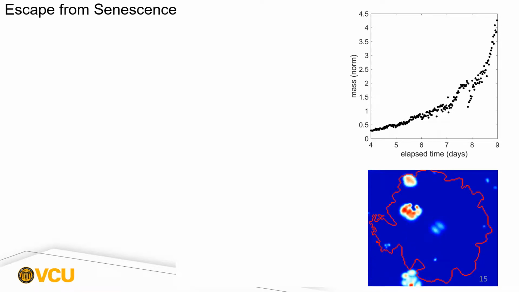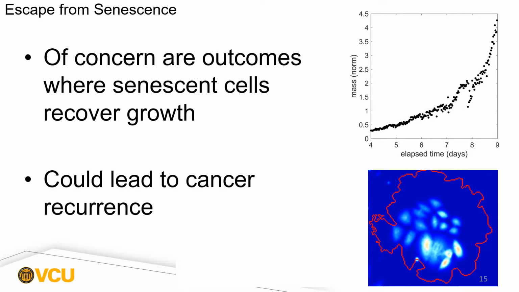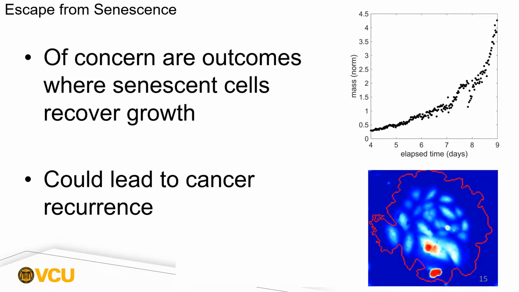You can see here we have an example where large cells begin dividing, and then eventually through generations, they begin to shrink and take on the characteristics of control cells. This recovery from senescence could actually lead to cancer recurrence and could be a source of it. And that's why it's so interesting.